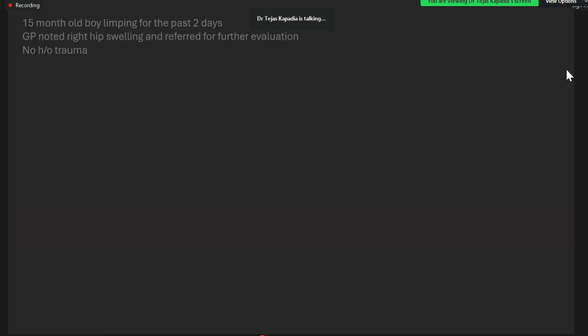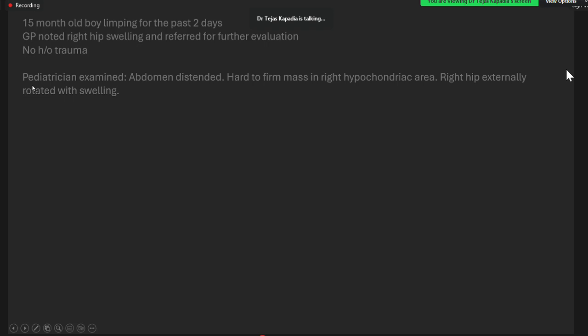Okay, so let's look at a case of neuroblastoma. This is a 15-month-old boy limping for the past 2 days, and the general practitioner noted there was some right hip swelling, so they referred him for further evaluation. Especially, there was no history of trauma. Hip swelling without a history of trauma is a red flag, and so they were referred to a pediatrician. The pediatrician examined properly and found the abdomen was quite distended with a probably hard mass.